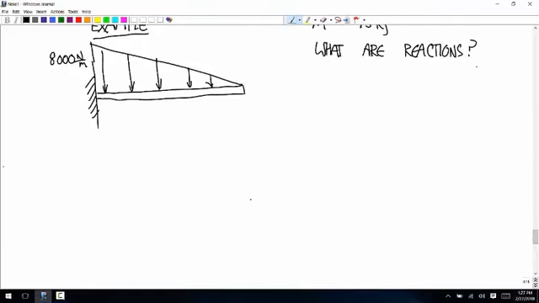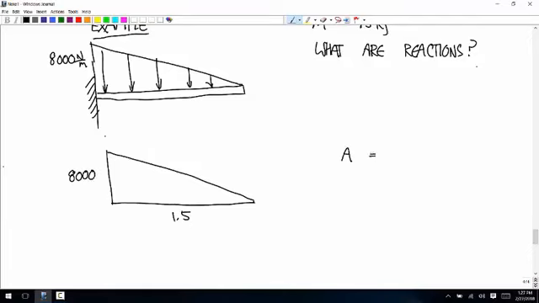Okay, so the first thing, let's figure out the centroid and the total force. We have a base of 1.5, a height of 8,000, so the area is going to be the same as it was before. 8,000 times 1.5 divided by 2 is 6,000. And the centroid location is 0.5 meter.